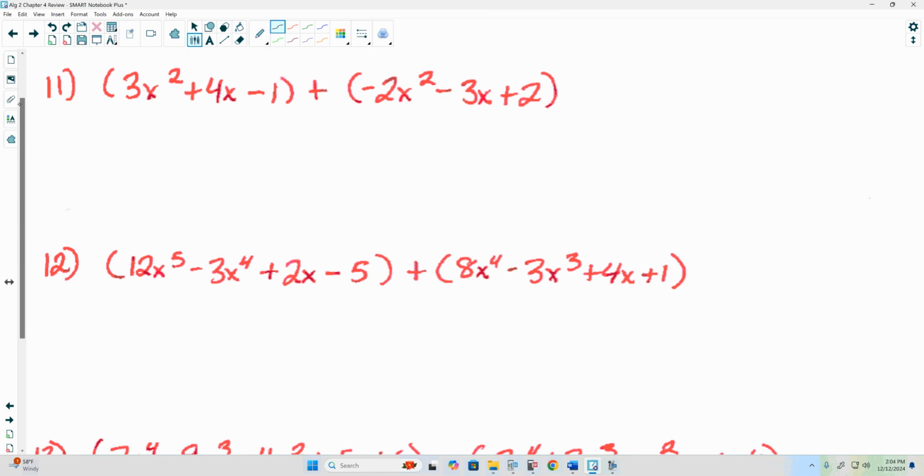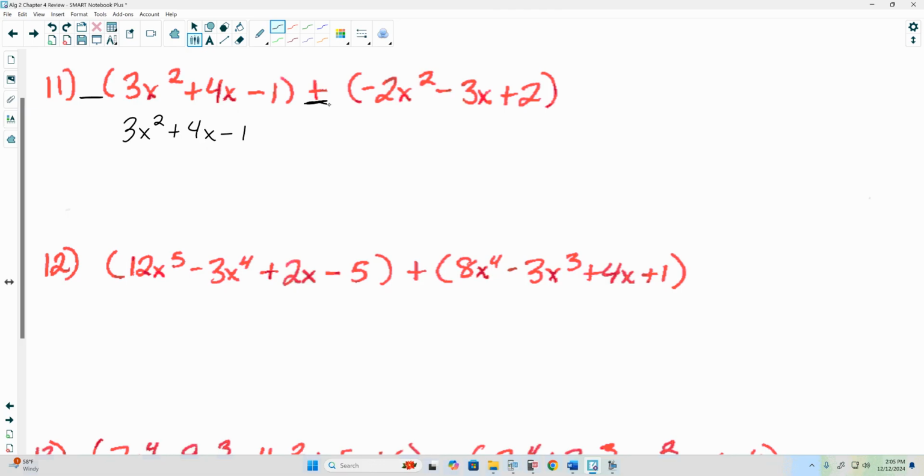So unfortunately we can't, because it doesn't like variables. It has to have a value for them. But 11 through 19, we're just simplifying the expression. So we're adding. Is there anything in front of this first set of parentheses? No, so we just drop it. 3x squared plus 4x minus 1.